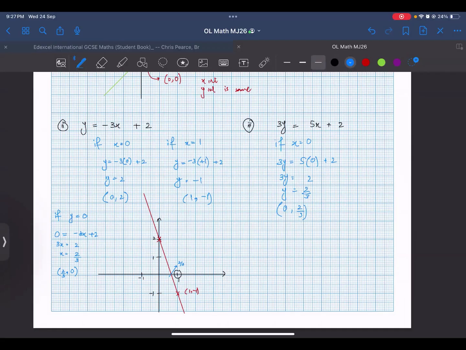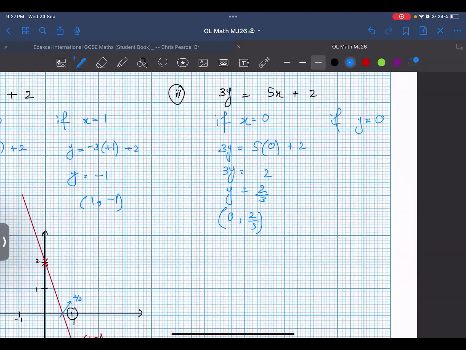And for the second point you can keep y as 0 to get the x-intercept. So if y is 0, 3 times 0 is equal to 5x plus 2. So 0 is equal to 5x plus 2, minus 2 is equal to 5x. And then x would be minus 2 upon 5, which will be minus 0.4, and the point is (-0.4, 0).